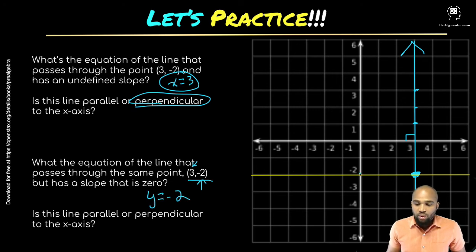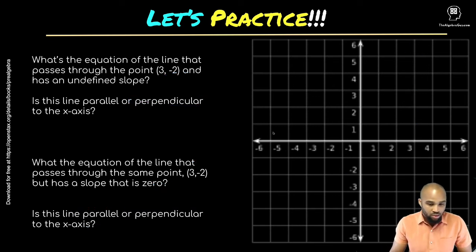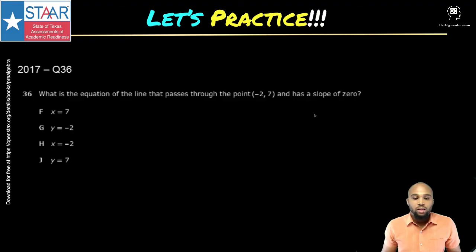Because no matter what point I pick here, it's going to be 1, -2, 2, -2, -3, -2. So everything is y equals -2. Is it parallel or perpendicular to the x-axis? Well, this is parallel to the x-axis. All right, what does it look like on STAR?